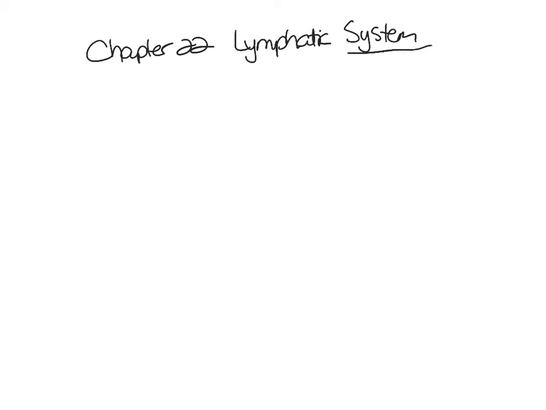Okay, so today we're going to talk about chapter 22, which is the lymphatic system. And the lymphatic system has basically three different functions. The first function is that it produces, maintains, and distributes lymphocytes. So lymphocytes are the main cells of the lymphatic system.